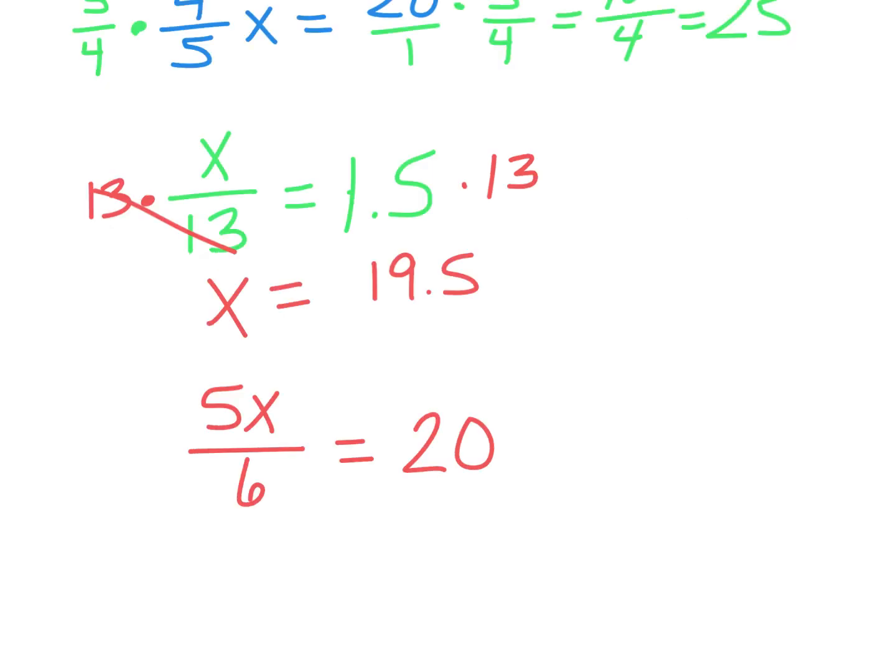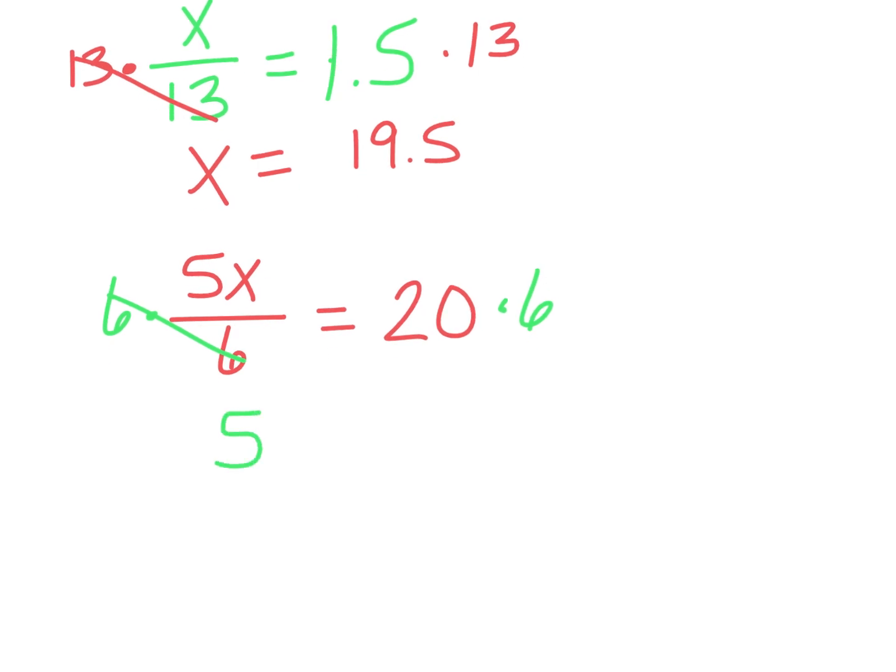So the question I got was, will there be a number with the x? Yes, sometimes there will be. We call this a two-step problem, which is great because this is what we're going into next. There are two-step problems. So if it's being divided by 6, I should multiply it by 6, both sides. And that leaves me 5x equals 120.